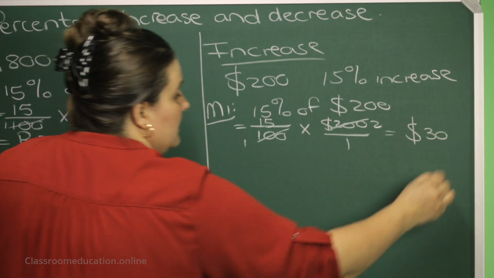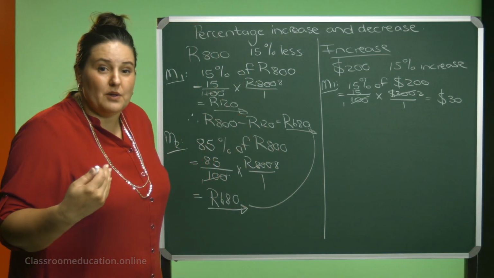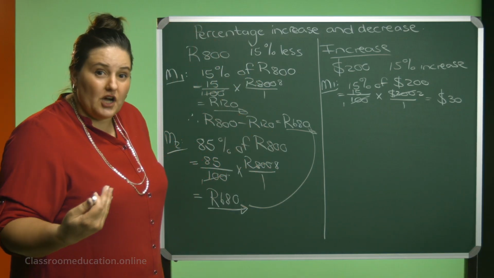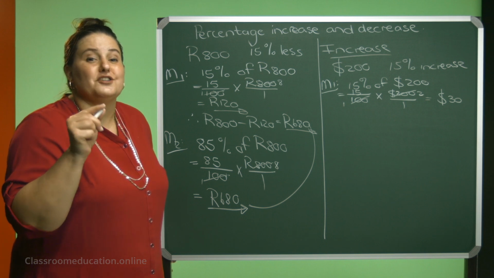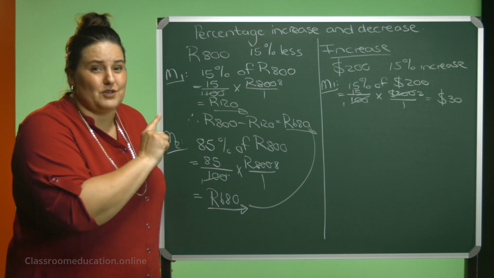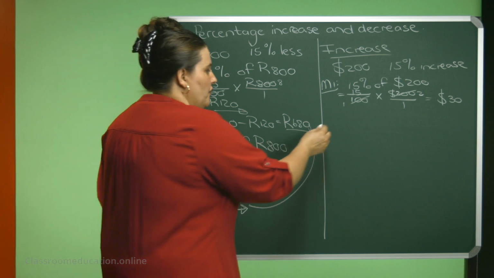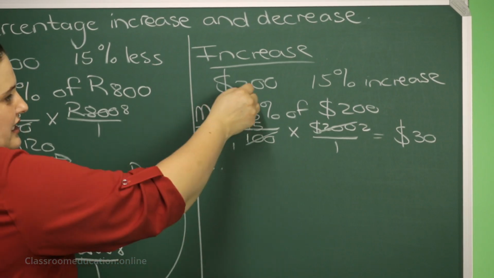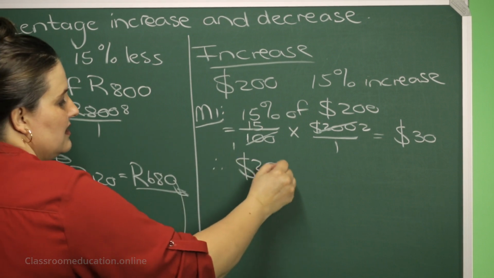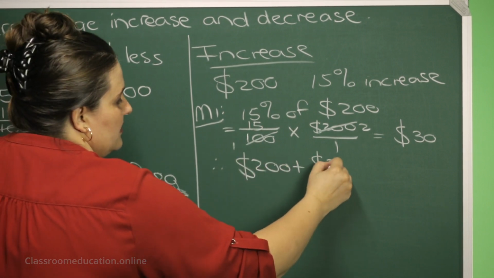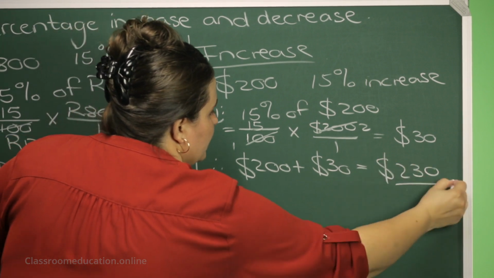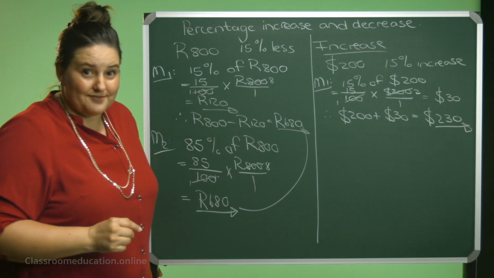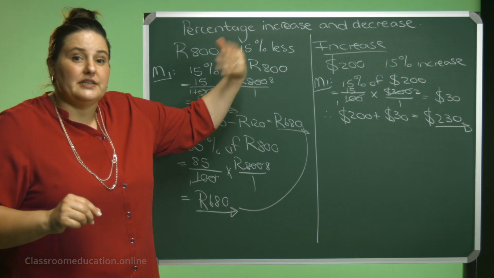Does it mean that the shoes will be only $30? No, it means that you are going to pay $30 more than what was advertised. So for your total amount, it needs to be the $200 plus the $30. And you will have $230 that you need to pay. Let's do it method 2.